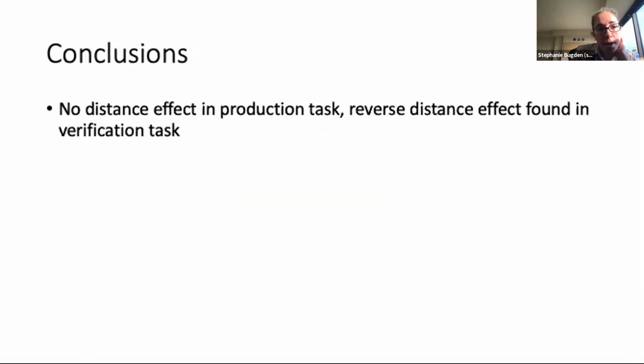Together, in contrast to adults, we failed to find a significant distance effect in the production task in children. However, we did find a significant reverse distance effect for the in-ordered sequences in the verification task. And although we see trends for a canonical distance effect in the production task, together with the reverse distance effect found in the verification, it corroborates the adult findings. So it supports that there are distinct cognitive mechanisms associated with producing and verifying sequences.